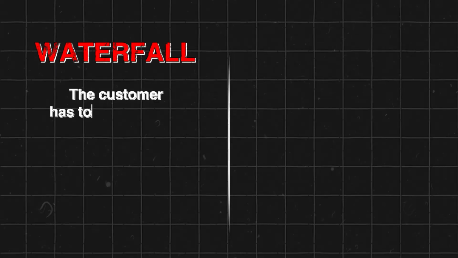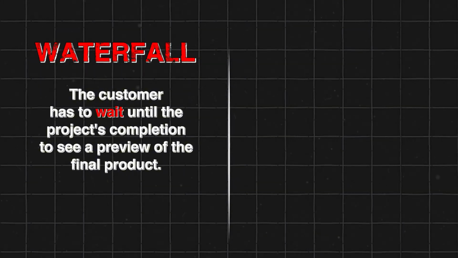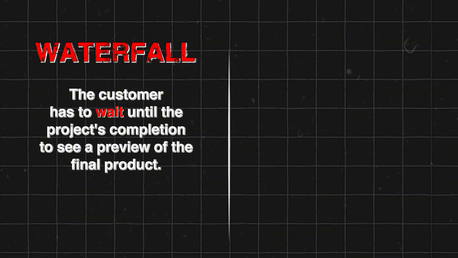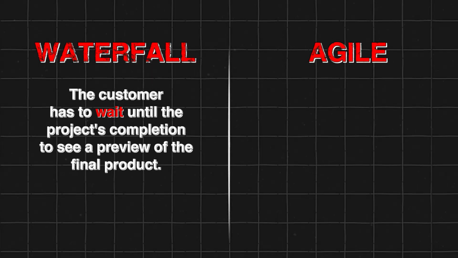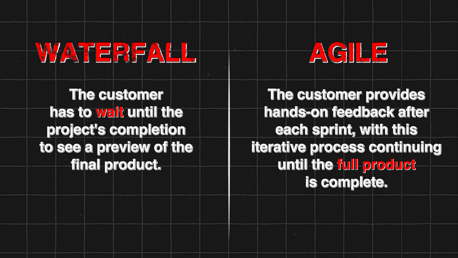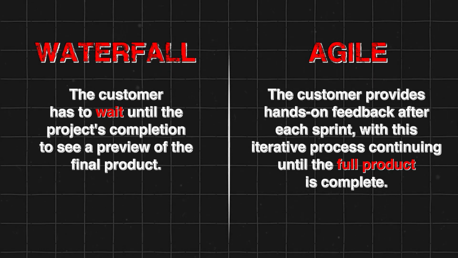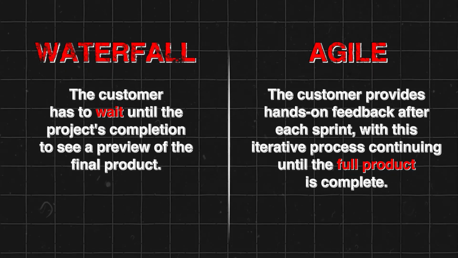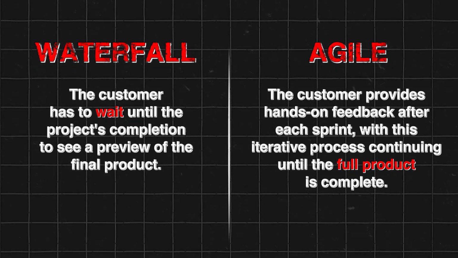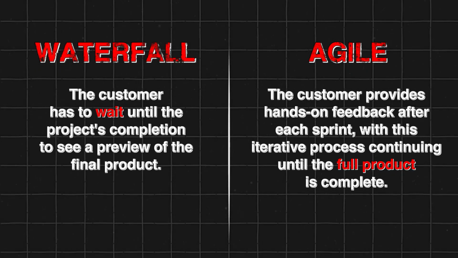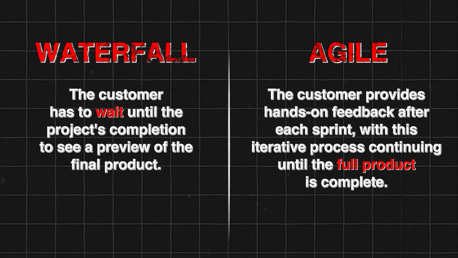Unlike Waterfall, the customer does not have to wait until the very end of the project, which could take a year or even longer, to get an idea of what the product would look like. Now with Agile, the customer is involved in every iteration. They give hands-on feedback at the end of every sprint, and this incremental cycle of development repeats until the final product has been created and delivered to you.